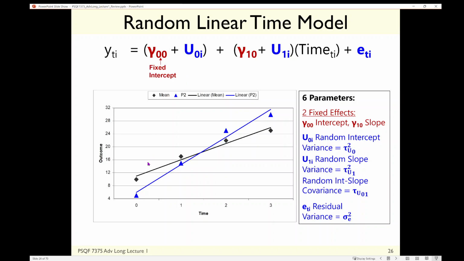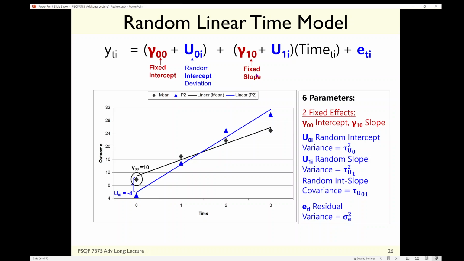The fixed intercept would be the expected outcome as determined by the line at time 0, which is right here in the plot. So it's not the exact mean at time 0, it's the one that's predicted by the line. U0i then is how far off that person's intercept is as determined by their line. So it ends where the line is at -4, which means this person has an expected intercept of 6, a little bit below, or excuse me, above where they actually were at that occasion.